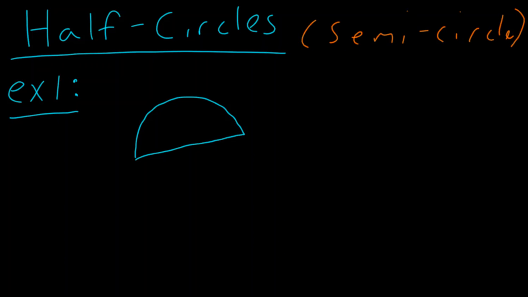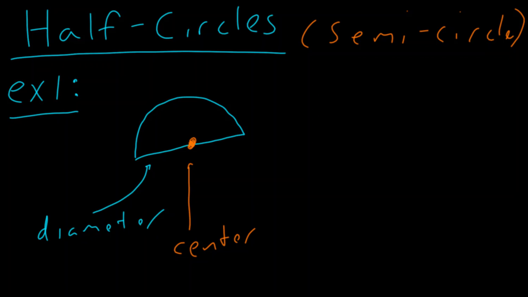Now, when we're talking about a semicircle, we're talking about half of a circle, and typically you're going to be given the diameter. Okay, so just kind of remember, if there is the center, that is the exact center of the circle, then this guy right here must be a diameter.